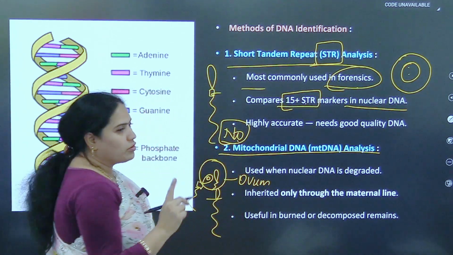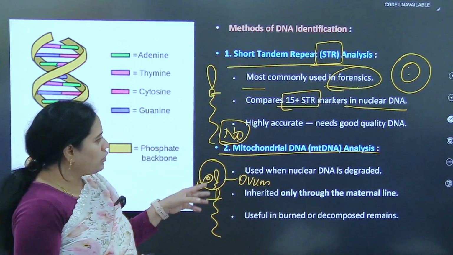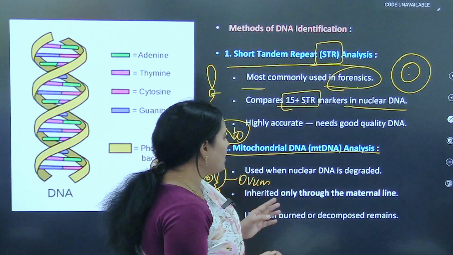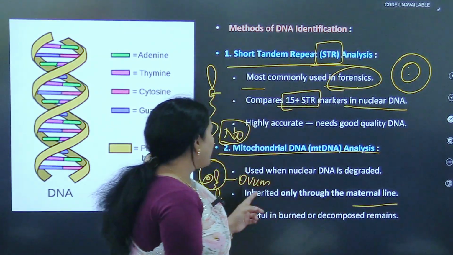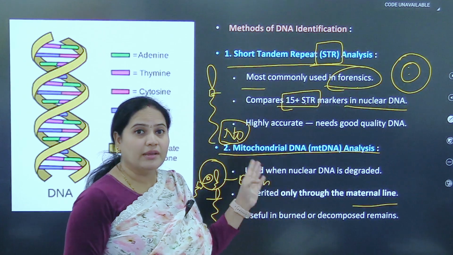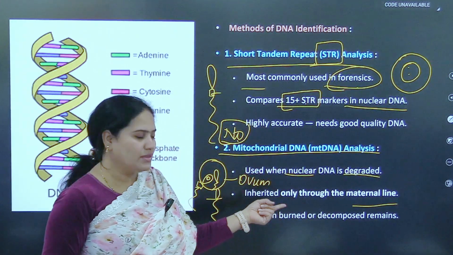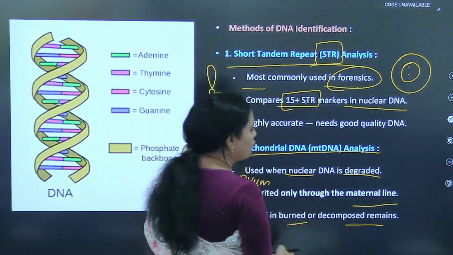Mitochondrial DNA is usually obtained from the mother. So in mitochondrial DNA analysis, the female line is taken into consideration, that is, the maternal line, because it is inherited only through the maternal line. This method is particularly used when the nuclear DNA is degraded. Then the second method, which is usually used in burned or decomposed remains.